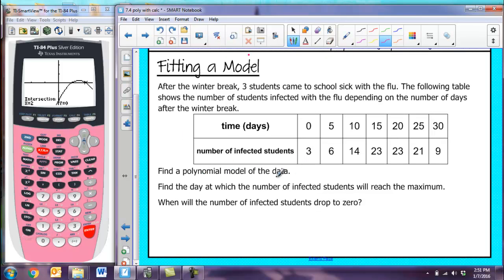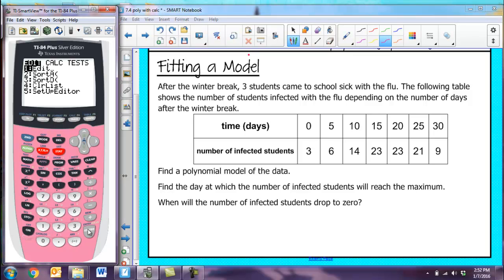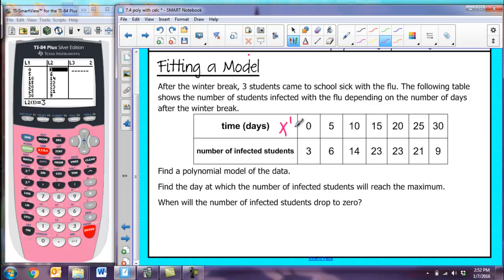So if you remember, or if you see this, you notice they don't say you need to find a cubic model or a quartic model or whatever. So we're going to have to look at what the data looks like and then pick a model from that. So in order to do that, you're going to go to your friendly button Stat and then Edit. You're going to put your X's in L1, and we're going to consider our X's to be the time in days, and then these will be my Y's, the number of infected students, and I've already typed mine in to save us some time.